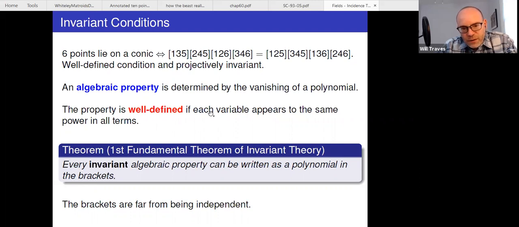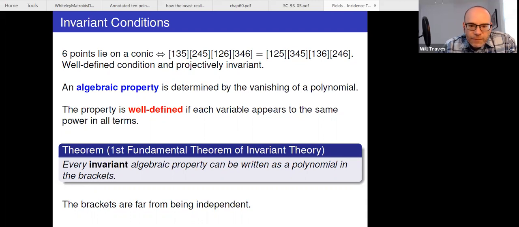The well-defined condition is just that in each term here, each point, like 1, appears in the same number of brackets. So it appears in 2 brackets over here, it better appear in 2 brackets over here. Similarly for 2 and 3, etc. So that's going to guarantee well-definedness of bracket polynomials, kind of defining a nice condition for us. And we're going to call those properties that are determined by such conditions algebraic properties. So they're the properties that are determined by the vanishing of a polynomial.